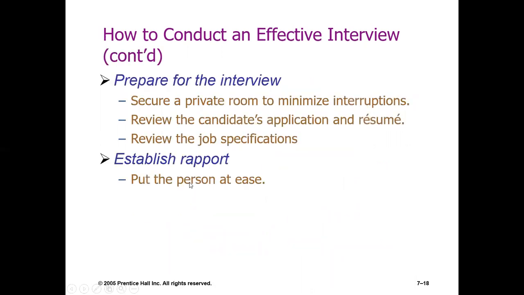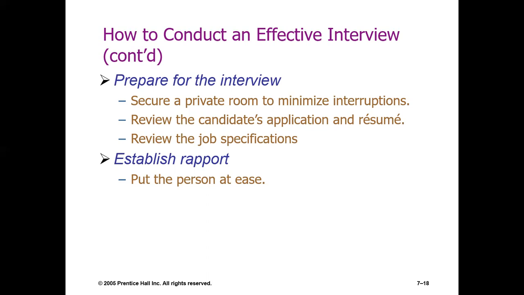In addition to these, it is said that when you are trying to conduct an effective interview, you should prepare for the interview, and that is very important actually. Secure a private room to minimize interruptions. Review the candidate's application and resume before you start the questions, and review the job specifications, that is, what type of person is actually needed for the job. And for job specification, you all may know that we are going to investigate the details related to knowledge, skills, abilities, and personality aspects.